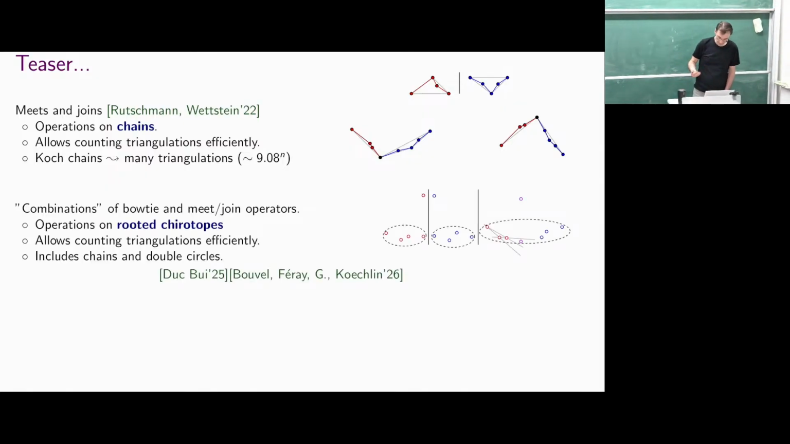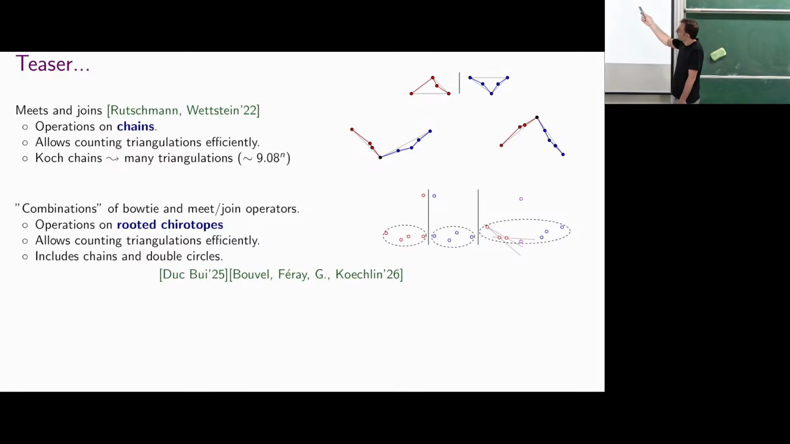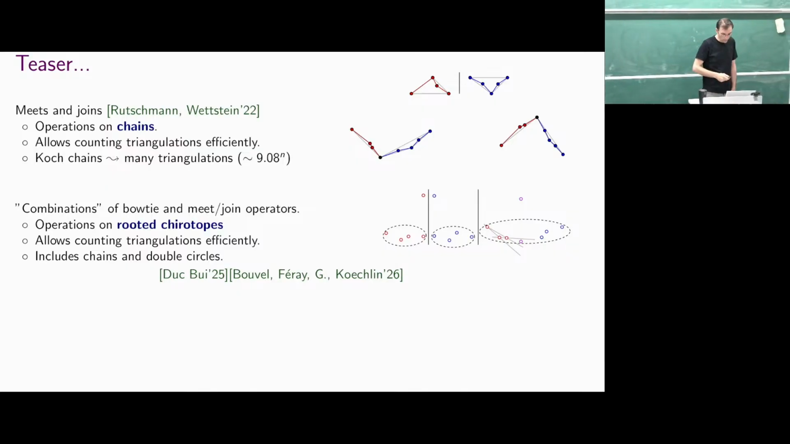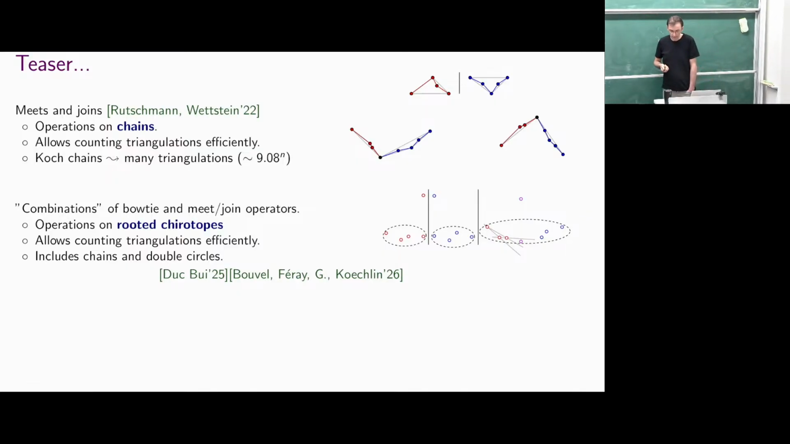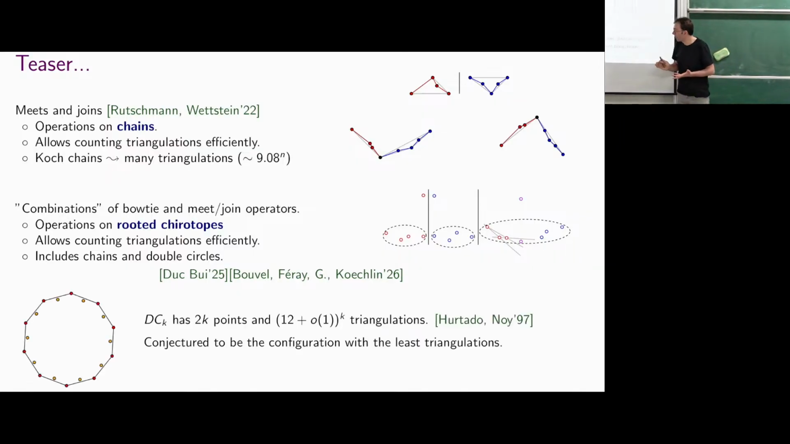And so you can extend that, and that's what we had been doing separately, and we're currently trying to merge all of this. And you can do the same by, instead of taking chains, starting with arbitrary chirotopes, and you can merge them in a way that they're actually splittable. And what we gain by doing this is that we could, for example, take the construction that is a double circle, which is conjectured to minimize the number of triangulations.